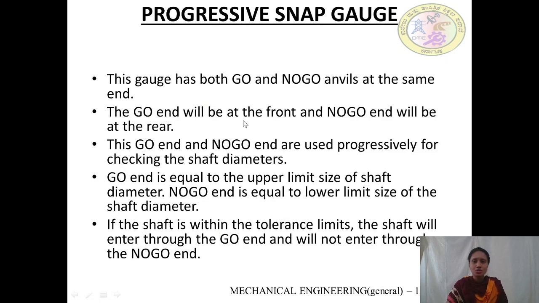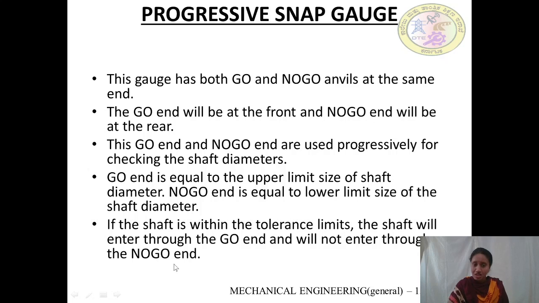So in this, the go and no go anvils are at the same end. The go end will be at the front and the no go end will be at the rear. And this go end and no go end are used progressively for checking the shaft dimensions. The go end is equal to the upper limit size of the shaft diameter and the no go end is equal to the lower limit size of the shaft diameter. If the shaft is manufactured within the tolerance limits, the shaft will enter through the go end and will not enter through the no go end.